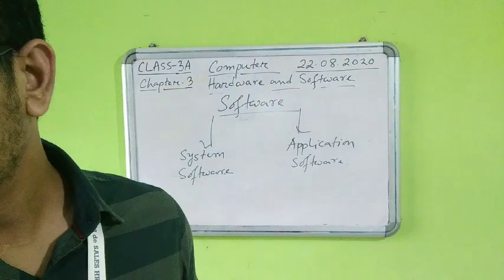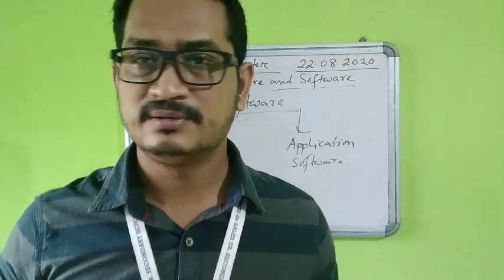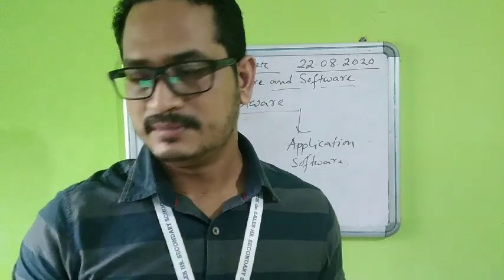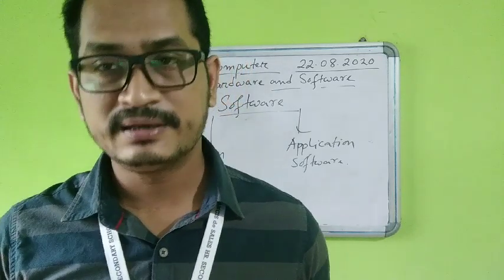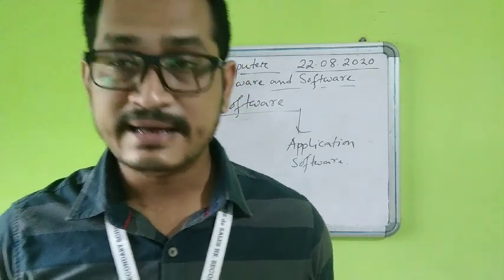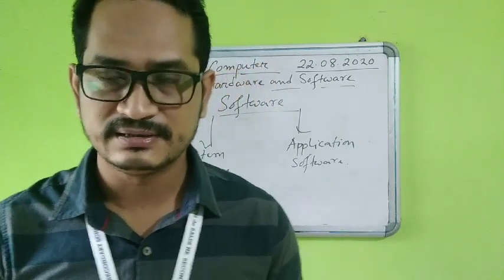Some of the operating system names are Microsoft Windows, the Windows symbol that we see on the computer screen, then the Mac operating system, and then Linux and Unix. So these four names are given. For example, Windows is mainly what we are using.